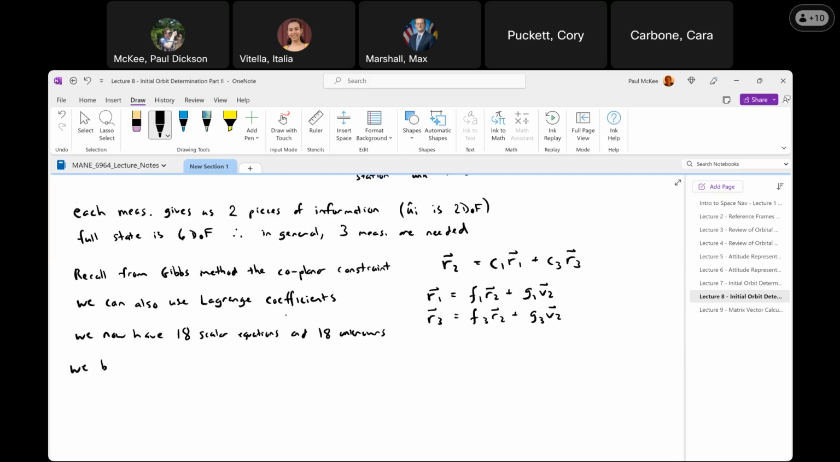We begin our solution by finding the Gibbs coefficients as functions of Lagrange coefficients.